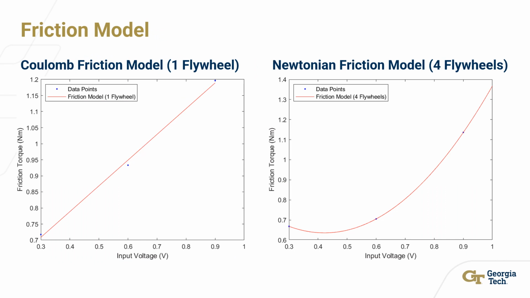Using the friction torque data collected in the 6 experiments before, the friction model for 1 flywheel and 4 flywheels is developed. The friction model for the 1 flywheel system represents a more Coulomb friction model, which assumes that the friction increases linearly with speed, whereas the four flywheel system more clearly resembles a Newtonian friction model, which assumes that the friction increases in a quadratic or exponential manner as speed increases.